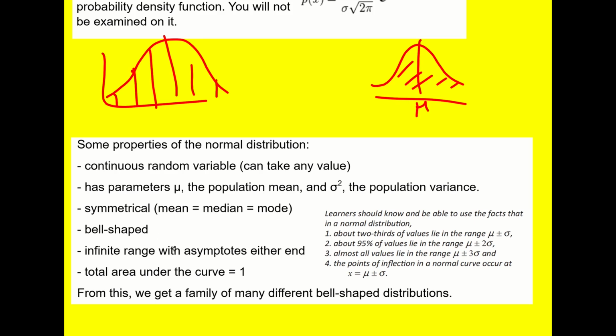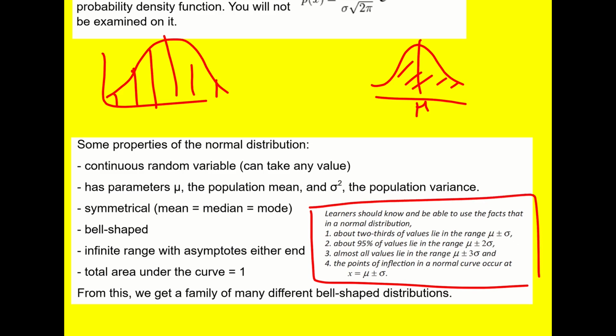It's got an infinite range with asymptotes either end. Total area is 1. It's just all in one place here. And then don't forget about these facts as well. And I asked you to try and prove these in a previous problem sheet.